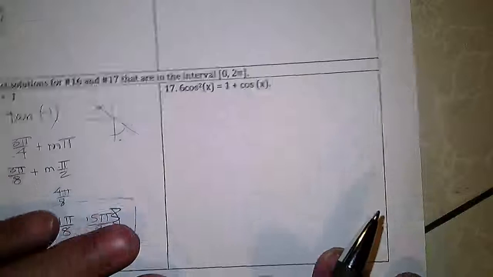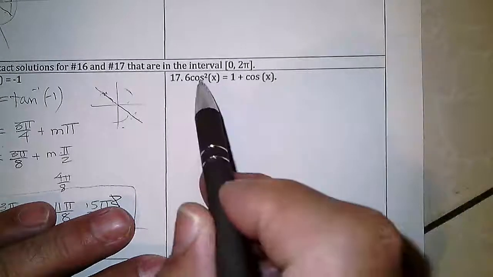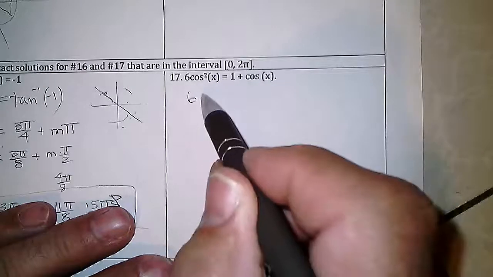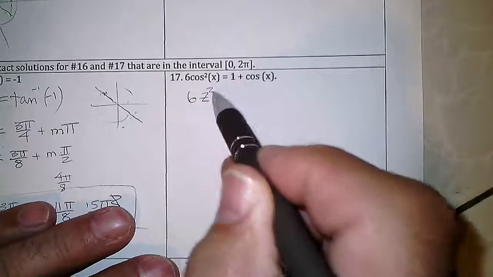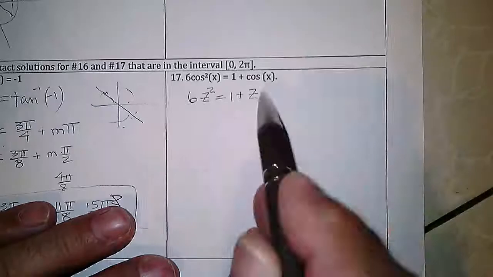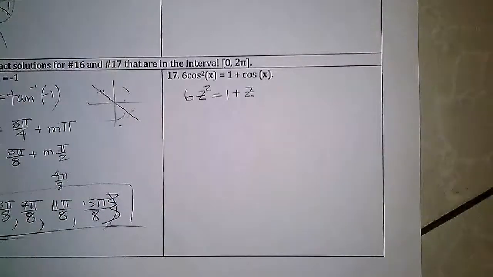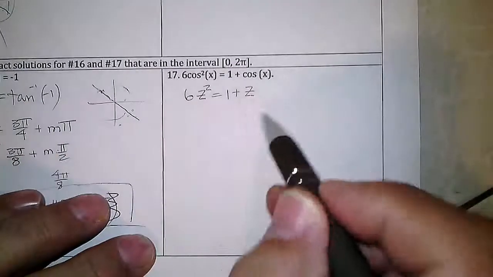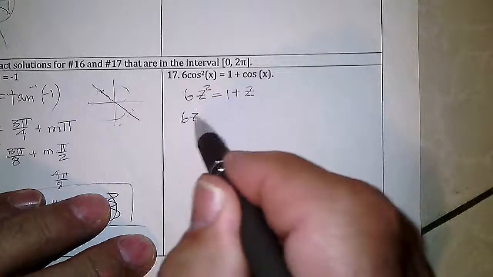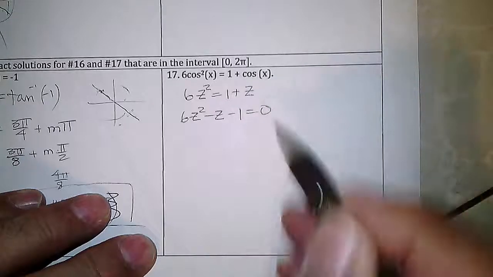Now this one. This one is starting to look like a quadratic. It looks sort of like 6 z squared equals 1 plus z. And anytime you have a quadratic, you get it equal to 0. So I'll subtract 1 and I'll subtract a z. So I got 6z squared minus z minus 1 equals 0.